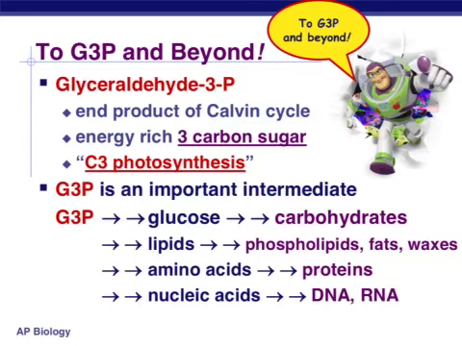So let's talk about glyceraldehyde 3-phosphate. It is the end product of the Calvin cycle, and it is 3 carbons big. It's very energy rich, and it's the ending result. So when we produce glyceraldehyde 3-phosphate, this is known as C3 photosynthesis. The C3 comes from 3 carbon. This is what most plants do. This is the photosynthesis that you've been taught since 7th grade, but it's not the only kind of photosynthesis available.